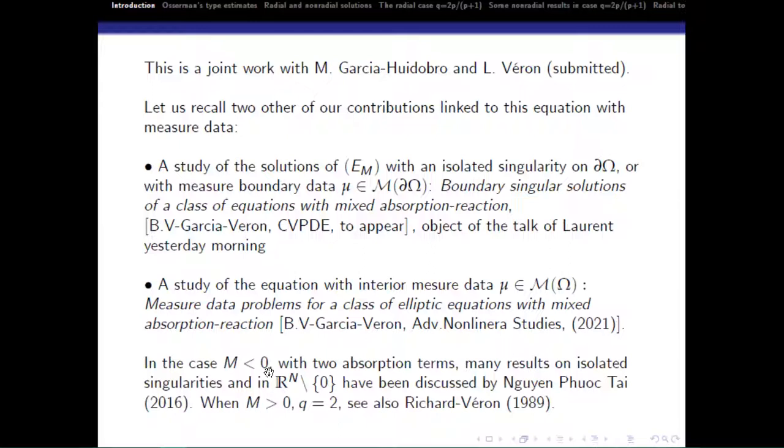In the case m negative, with two absorption terms, many results on isolated singularities and in R^N minus zero have been discussed by Bidaut-Véron in 2016. Also, when m is positive, the problem had been looked at many years ago by Richard and Véron when q equals two. Q equals two is a very special case where you can make a change of unknowns, and it is very specific.